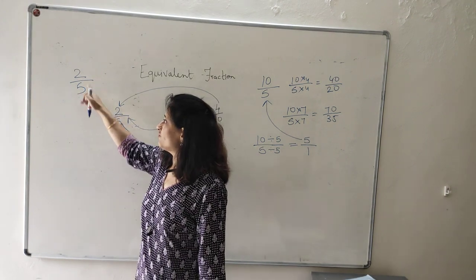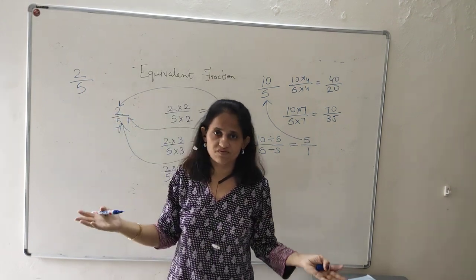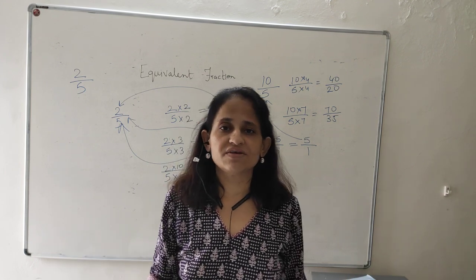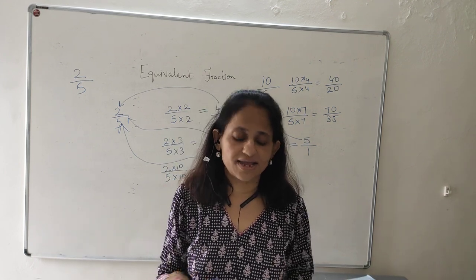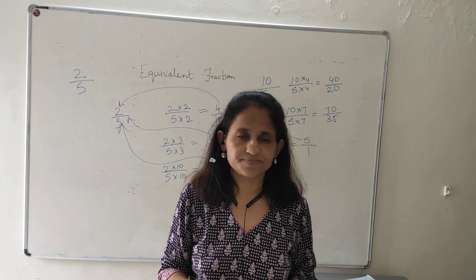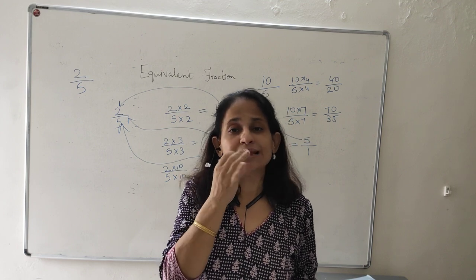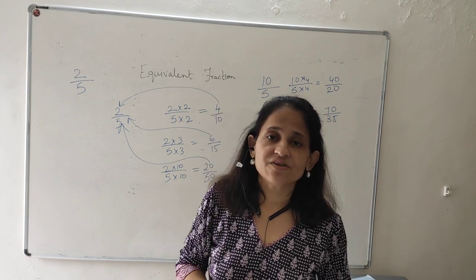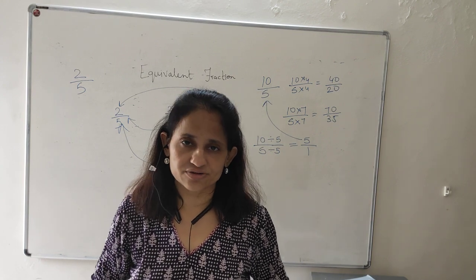Same way, in case of 2 upon 5, there was no common factor. So with the help of division, I cannot find any equivalent fraction. But with multiplication, I can find infinite equivalent fractions.